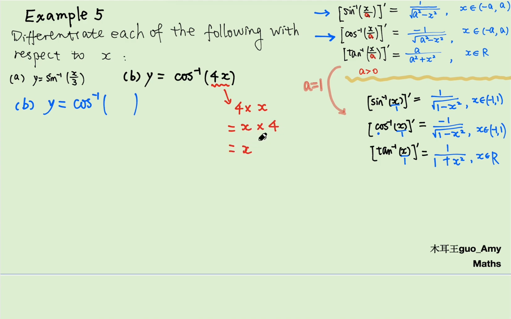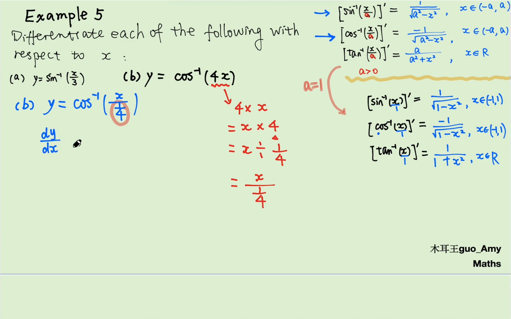Then times can be converted to division, and this divisor will be converted to its reciprocal. Therefore, it's equal to x divided by 1 over 4. Then this division can be written as a fraction, x on 1 over 4. Therefore, the function can be rewritten as inverse cosine x over 1/4. By comparing with the formula, a is equal to 1 on 4. We apply the formula to get the result.